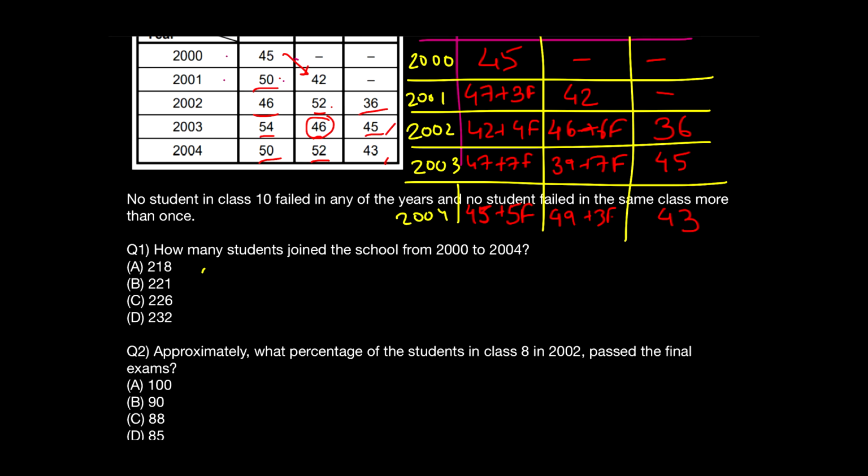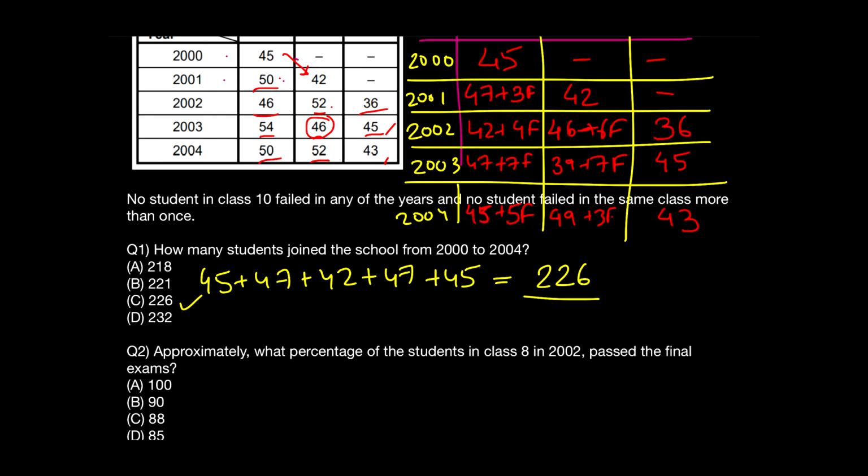give me the answer. I'll add 45 plus 47 plus 42 plus 47 again plus 45, that would give me the answer 90, and then 90, it's 226. It's 226, that is option C. So if you got that right, congratulations, and if you did not get that, then double congratulations, because you learned something new today. Approximately what percentage of students in class 8 in 2002 passed the final exam?